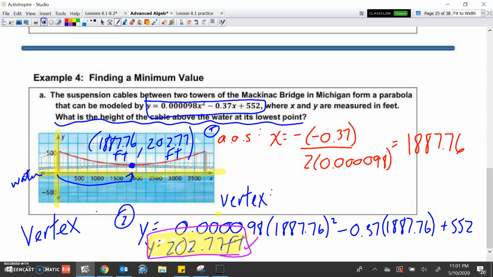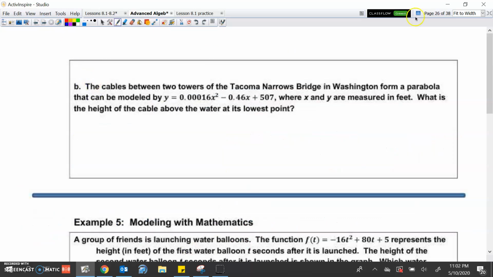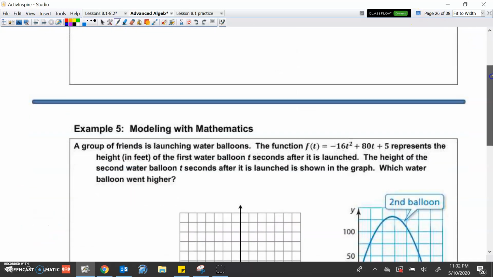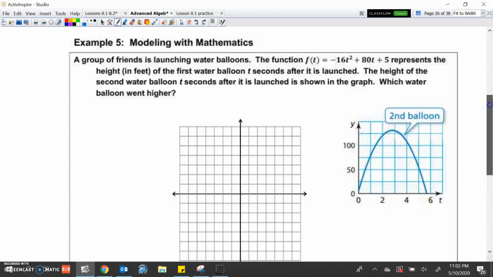That one I did for you because of the numbers, and we're going to skip letter B because it's very similar, but let's work through example 5 here. So we're launching water balloons. A group of friends is launching water balloons, and there's the function representing the height in feet of the first water balloon. Okay, so I'm actually going to write this in right here. I've already read the problem, but I'm just going to help us piece it together. If you want to pause it and read it yourself right now, we're going to talk through it in pieces.